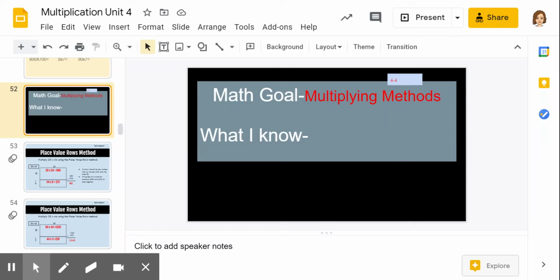All right, so this is lesson 4.4, multiplying methods. So write down what you know about the different ways of multiplying, and then we're going to discuss a few different ones today.